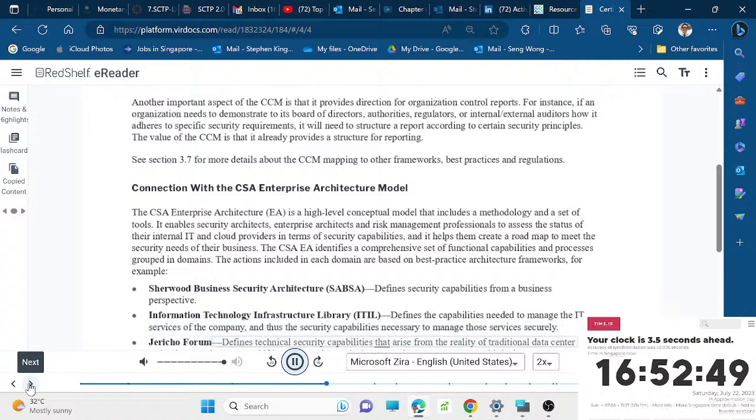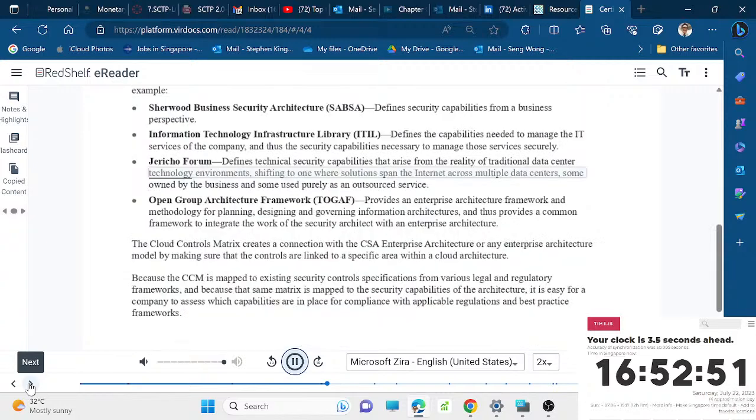Jericho Forum defines technical security capabilities that arise from the reality of traditional data center technology environments, shifting to one where solutions span the internet across multiple data centers, some owned by the business and some used purely as an outsourced service. Open Group Architecture Framework, TOGAF, provides an enterprise architecture framework and methodology for planning, designing and governing information architectures, and thus provides a common framework to integrate the work of the security architect with an enterprise architecture.